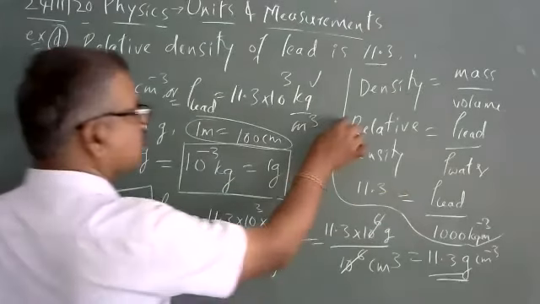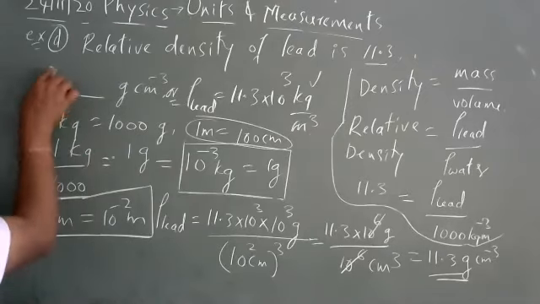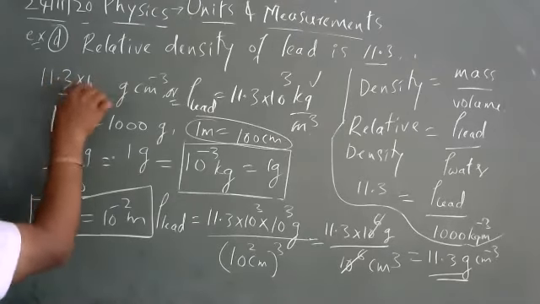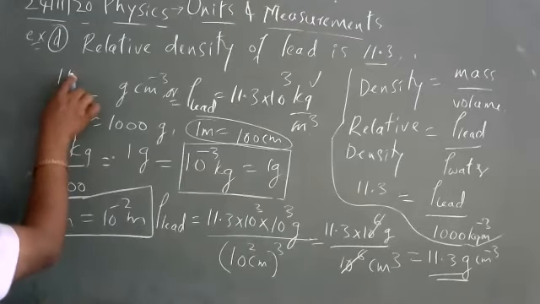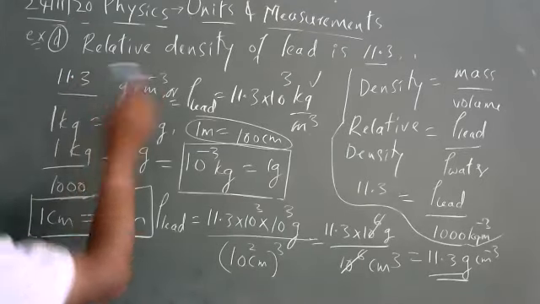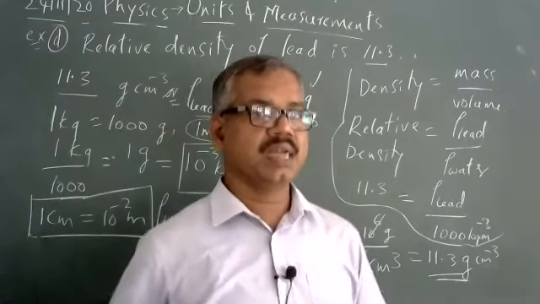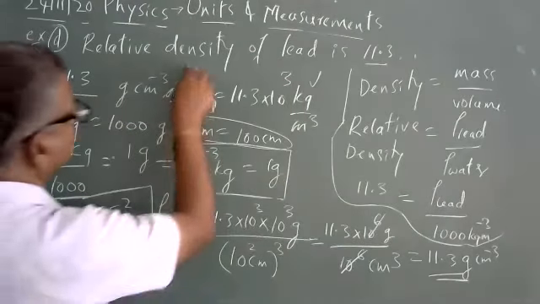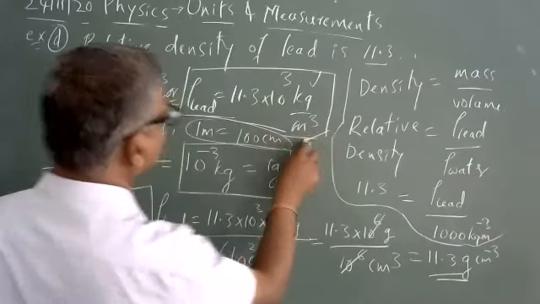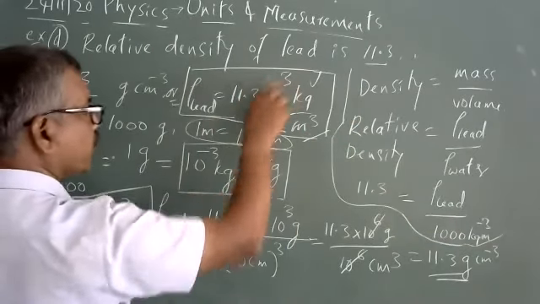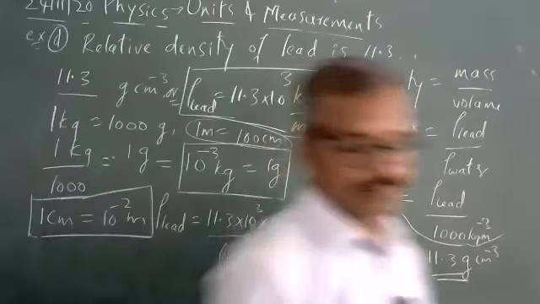We just calculated density in these terms. The value is 11.3, 10 raised to nothing, only this much: 11.3 gram per centimeter cube. I repeat, density of lead is 11.3 gram per centimeter cube, or it is the bigger value, 11.3 into 10 raised to 3, you can call 11,300 kilogram per meter cube.